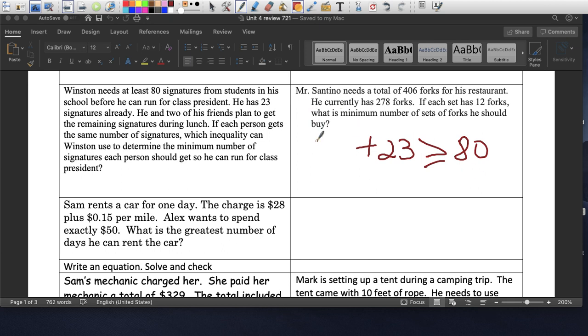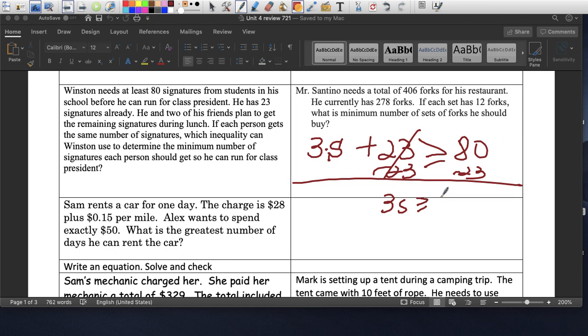Well, we're going to write S for signatures, although I don't like the S. And how many people are going around? 3 people are collecting signatures, so that's your inequality. Minus 23, minus 23, that goes away. 3S is greater or equal to 57. Divide by 3, and each person has to get at least 19 signatures or more. Okay, and this has to be an inequality.